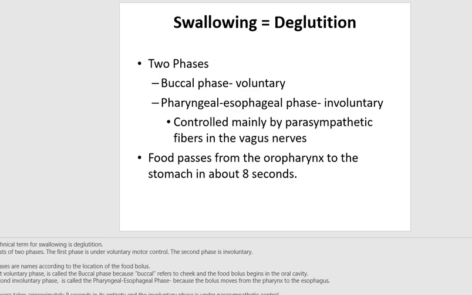So the phases are named according to where the food bolus is located. So just so you know, buccal or buccal, I've heard it said both ways, refers to the cheek. So the food bolus is still in the mouth during the buccal phase. But in the second phase, the pharyngeal esophageal phase, the bolus has passed from the pharynx to the esophagus, and it continues to move. In total, the whole process takes about 8 seconds to go from the top of the pharynx all the way down to the stomach.